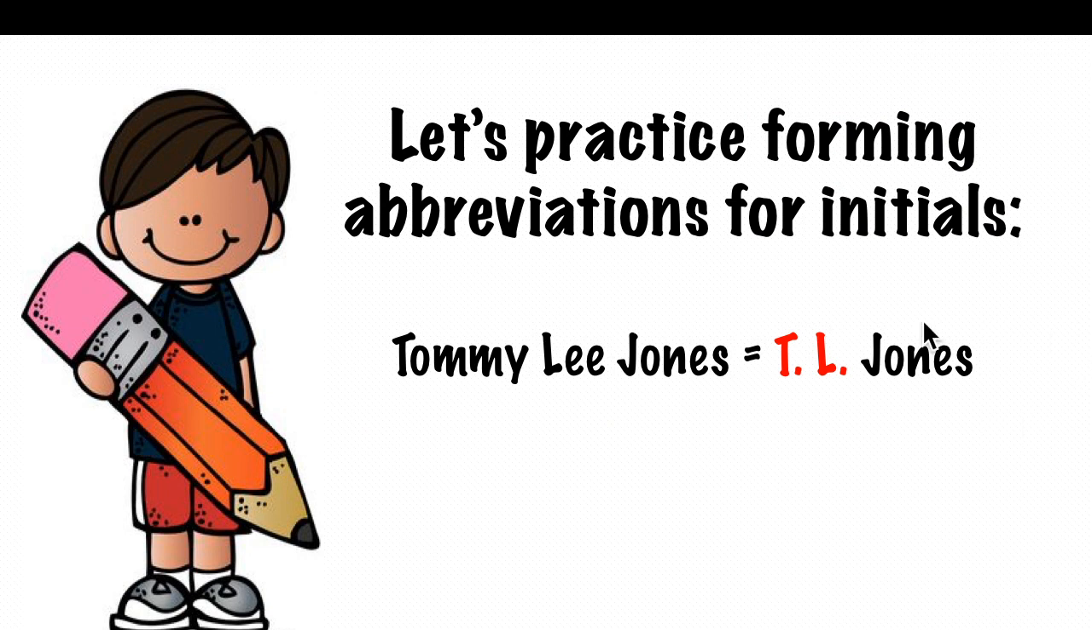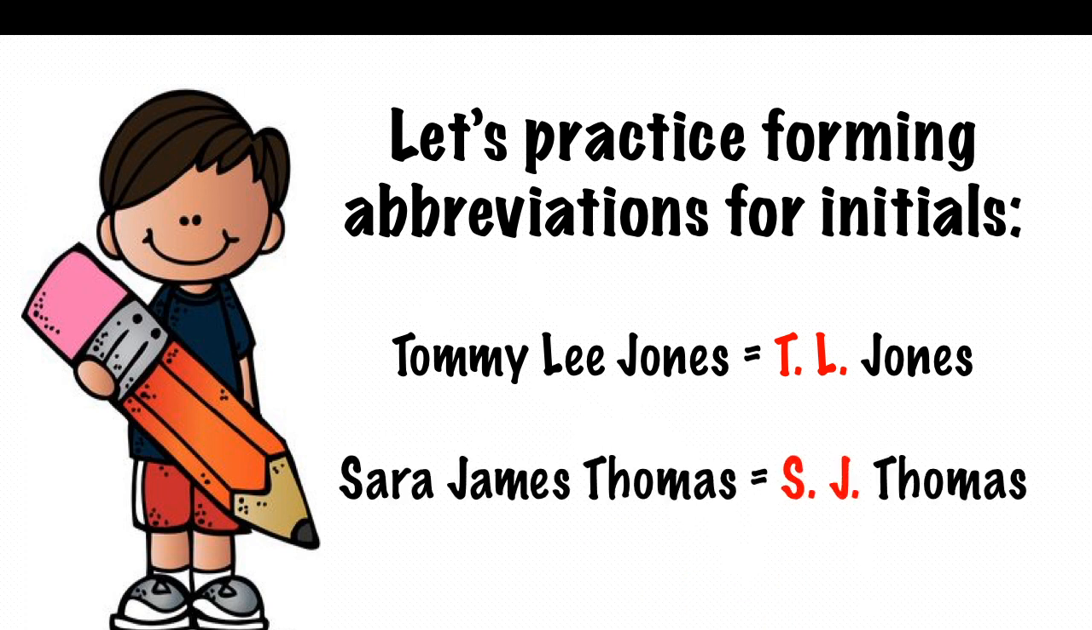Tommy Lee Jones. What will we do? Copy Jones because that's a family name and take the initials of first and middle name. T and L. Put the period after each one of them. Tommy Lee Jones is short T.L. Jones. Sarah James Thomas. We will copy Thomas because that's a family name. First and middle name, we take the initials out and we follow them with periods. S period J period, S.J. Thomas.